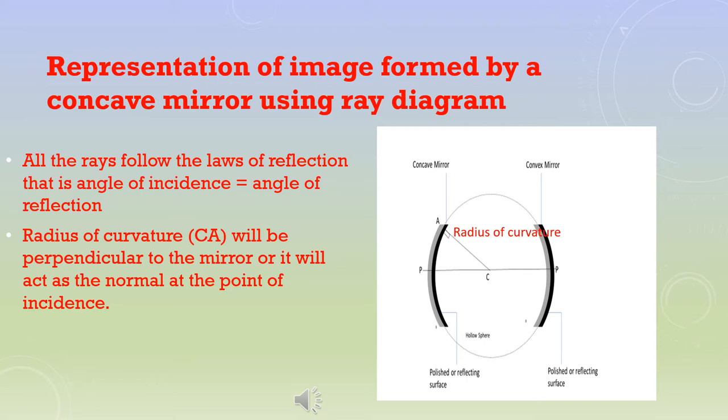Second point to remember is that the radius of curvature will be perpendicular to the mirror, or it will act as a normal at the point of incidence. In the case of spherical mirrors, look at this diagram, at every point the radius of curvature will be behaving like a normal. You learned in mathematics that the radius of a circle will be perpendicular to the circle at every point. Same thing is here also, the radius of curvature will be perpendicular to the mirror.